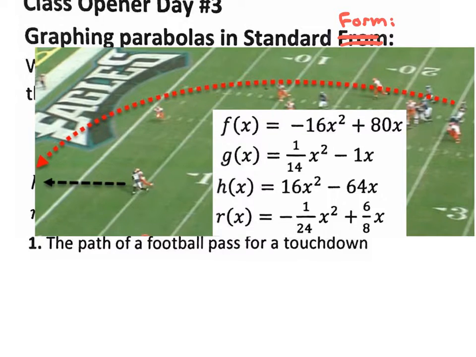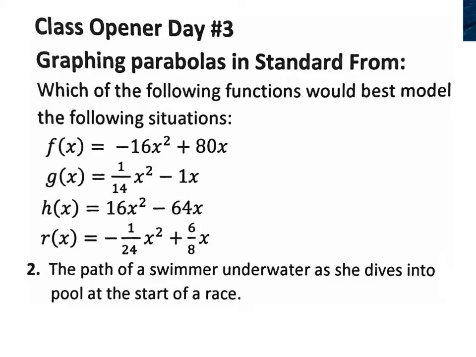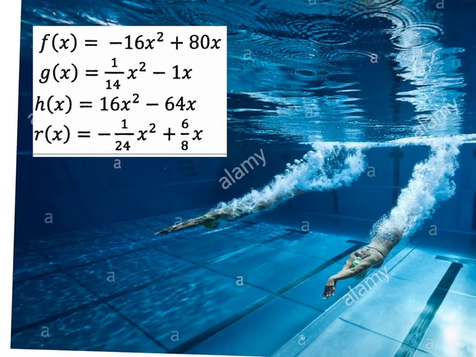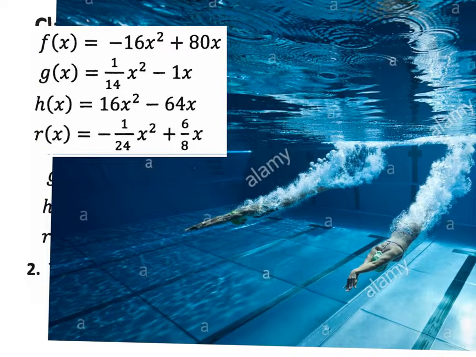So the next situation would be the path of a swimmer underwater as she dives into the pool at the start of a race. Okay, so we're not really talking about how she jumps into the pool, but actually once she hits the water, she's going to travel in the form of a parabola, right? Let me help you out here, give you a visual. Here's two swimmers. And as you could see, we have them jumping right in here. And she's going down. She probably reaches her deepest level right here. And then she has to pop back up and start swimming up here on the surface, right?